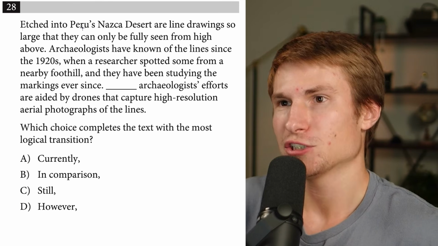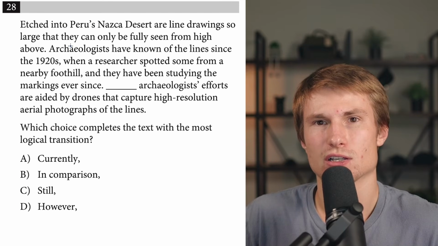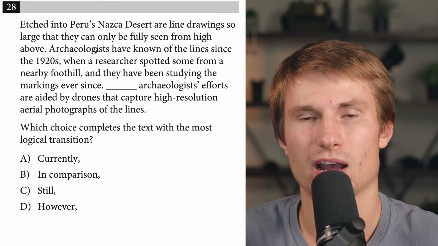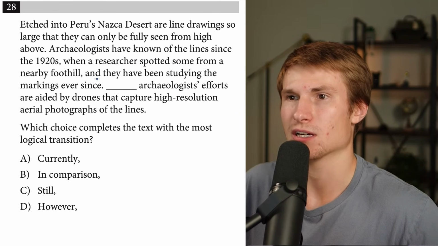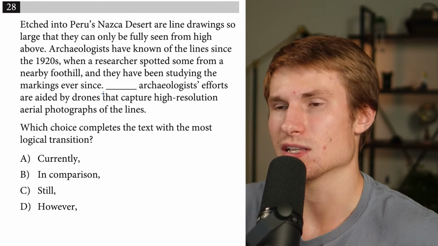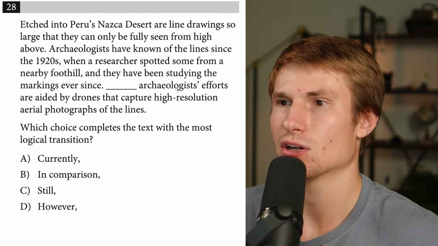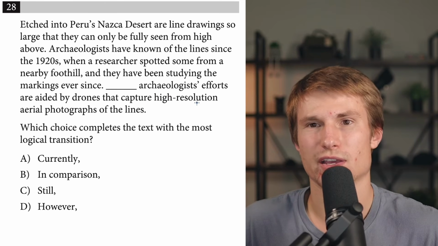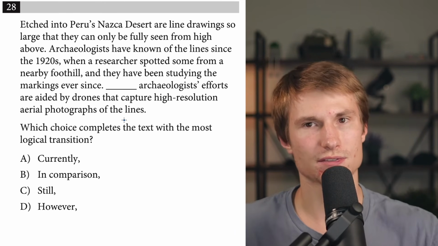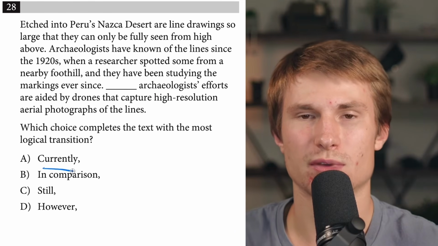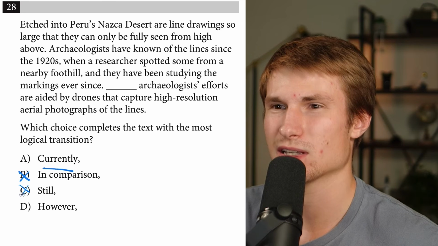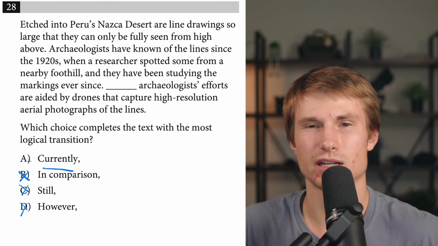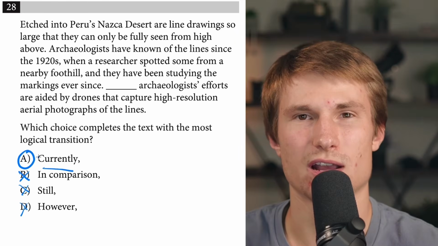Question 28. Etched into Peru's Nazca Desert are line drawings so large that they can only be fully seen from high above. Archaeologists have known of these lines since the 1920s when a researcher spotted some from a nearby foothill, and they've been studying the markings ever since. Then we have some transition. Archaeologists' efforts are aided by drones that capture high-resolution aerial photographs of the lines. Okay, currently would make sense. In comparison, there's nothing really to compare to. We got C still, that wouldn't make sense here. However, we're not contrasting anything. Okay, so currently would make the most sense there. A would have to be our answer.